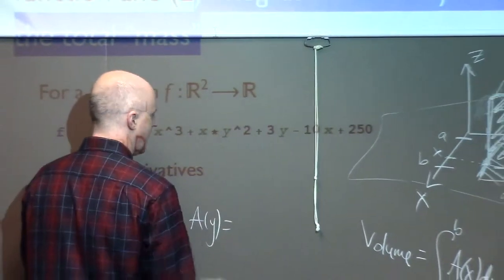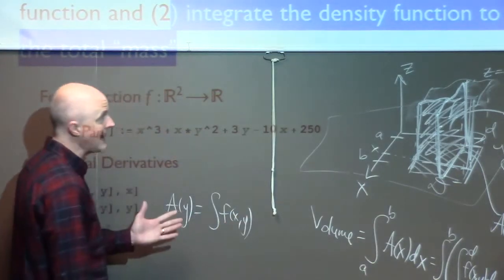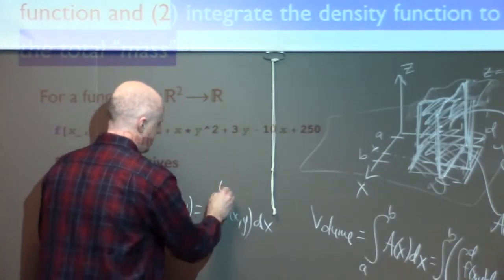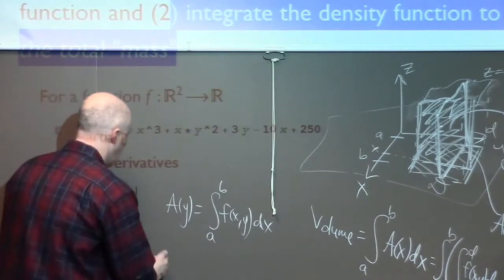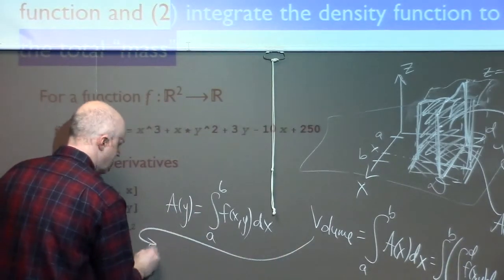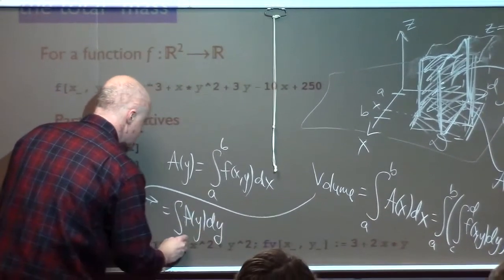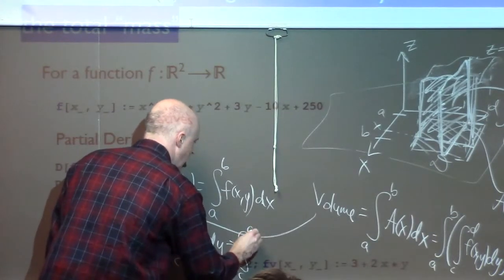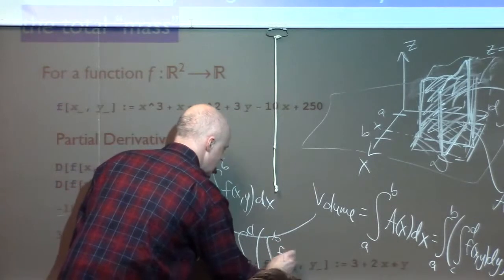It can be found via an integral as well. Integrate f of x y again, but now you're treating the y as a constant. X is a variable. That integrates the x out, leaving you with something that depends on y. Ultimately, the volume can be found by integrating A of y from C to D. But A of y, again, is this integral. So once again, we write it as an iterated integral.